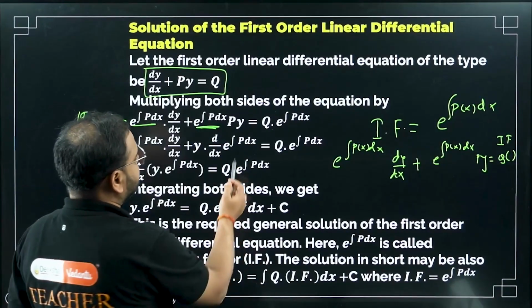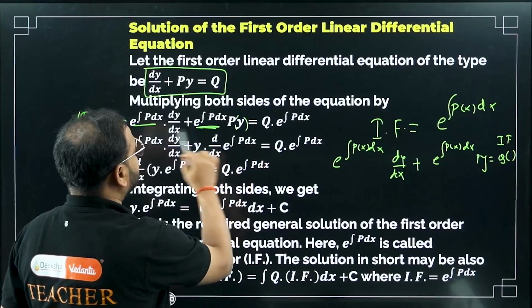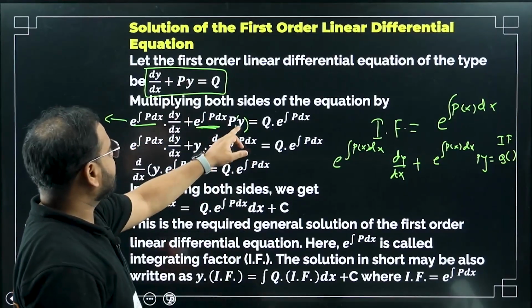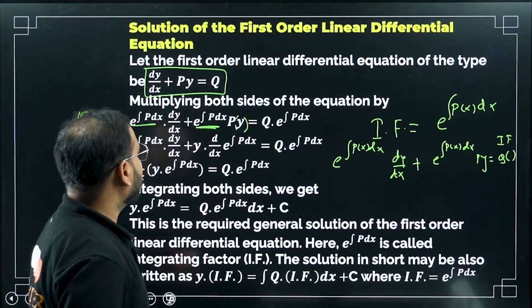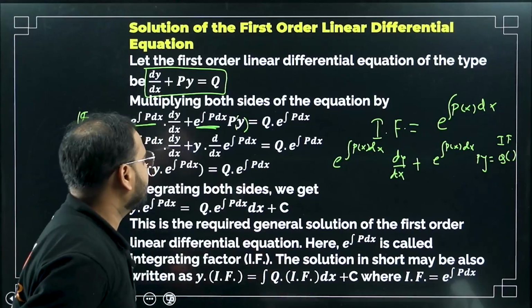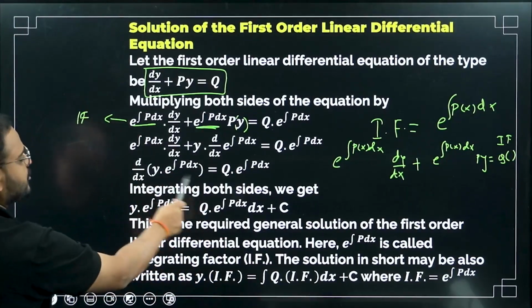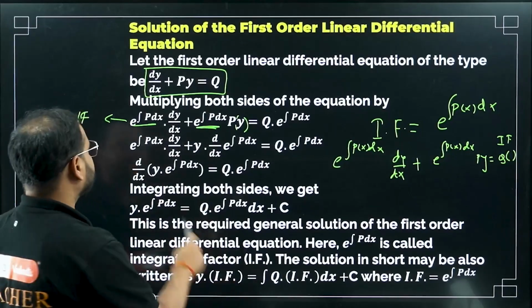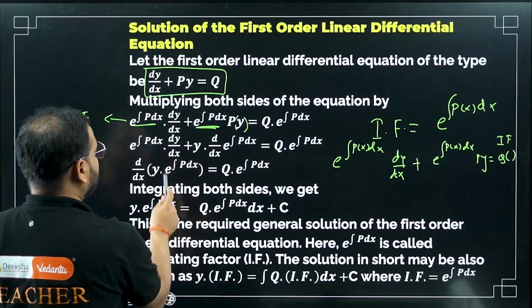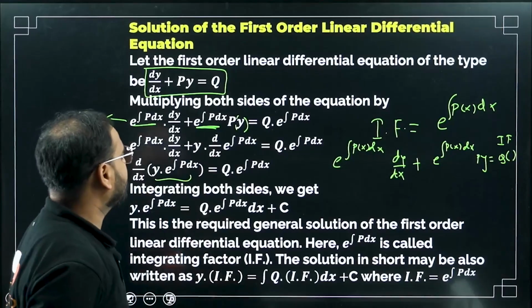How come, sir? See, y is there, right? So I can take the y part out and write it like a differential. And from there, what is this? Simply differentiation of the product rule. Please check. This whole thing becomes what? Differential of the product rule, correct?